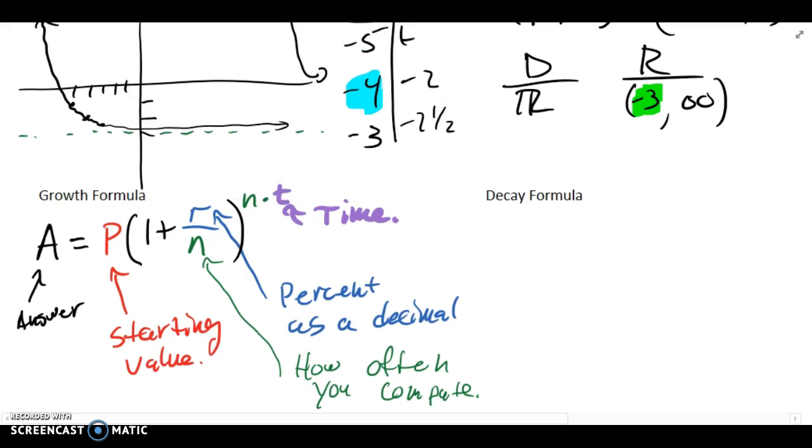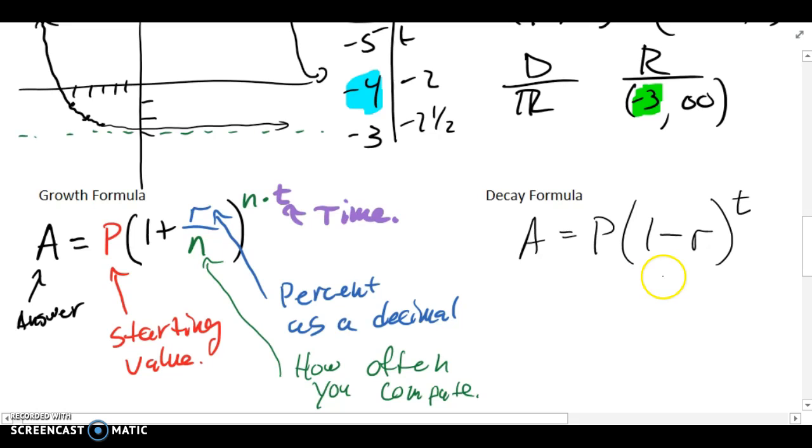Okay, and then the decay formula is the same thing. A is equal to P times 1 minus the rate, to the power of T. Notice the decay has no N because usually it's assumed to be 1. So notice the decay is the same formula, just with no N.